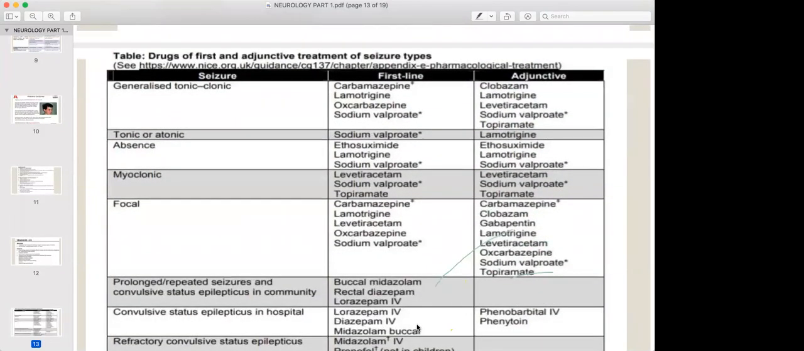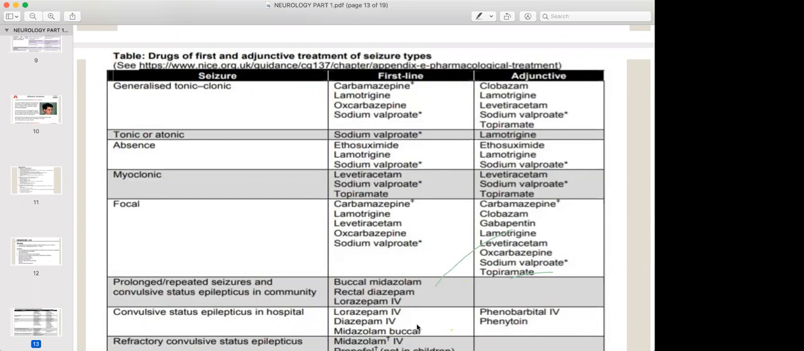Now, the most common question in pharmacology, that is, what is the drug treatment? Drug of first line and second line. Adjuvant means you can add. Okay, drugs of first line and second line choice. So the most common drug previously was valproate. We used to use valproate for all children in generalized tonic-clonic. Now it has changed. Now carbamazepine is the most common drug. Carbamazepine we use for generalized tonic-clonic.